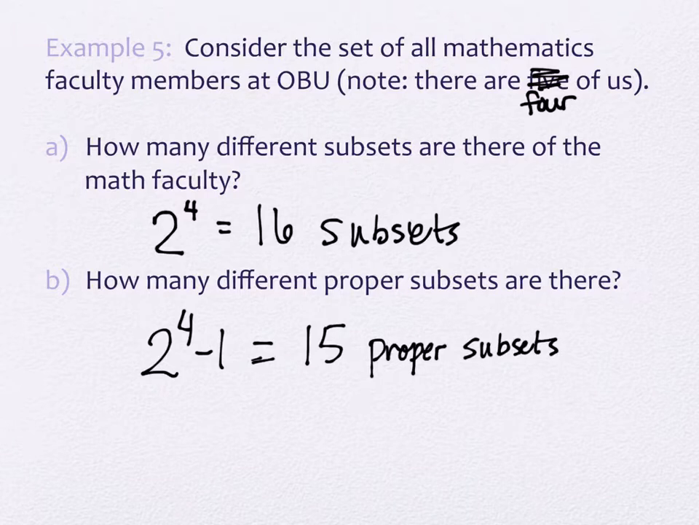Again, the null set's one of those. It's not a very interesting subset, but it is a subset because everything in the null set, which is nothing, is in the math faculty group. Yeah, Hallie? So anytime it's a proper subset, you always take away 1? Yes, proper subsets always take away 1, and they're really taking away the entire group itself from being counted as a subset.